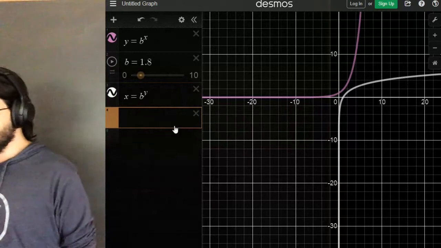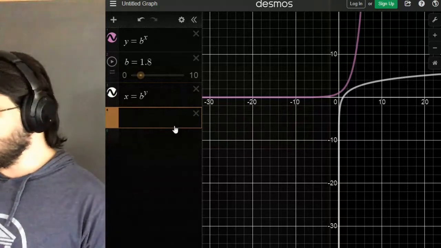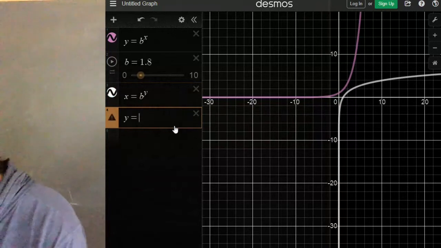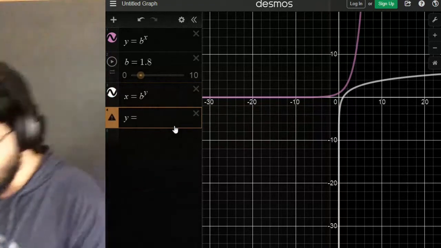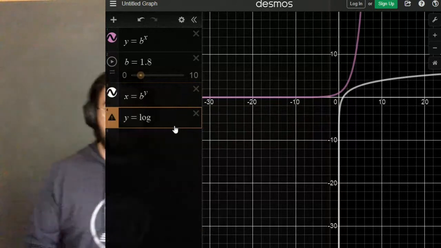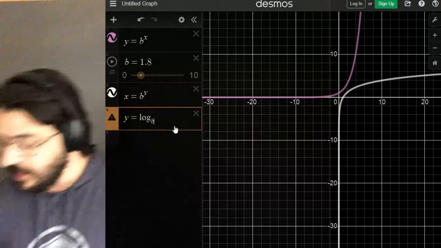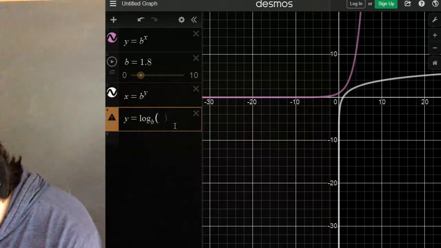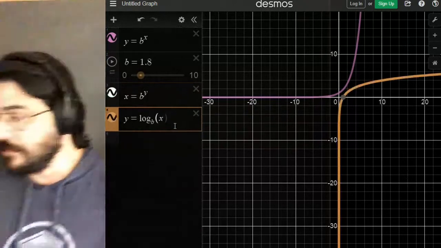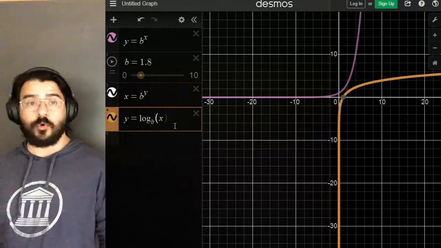So how will we define the function that is seen here in white? Well, the output is going to be y, and the function name is called a logarithm, so we'll denote that by log. The base b is important, and we denote that as a subscript b here. And then the input now is x, okay? And so when you write it in this format, it comes out as orange.